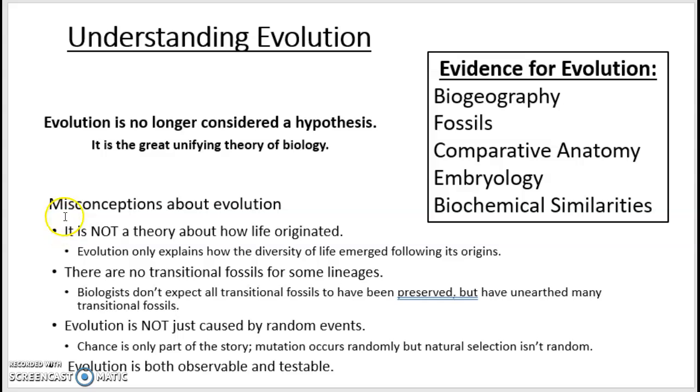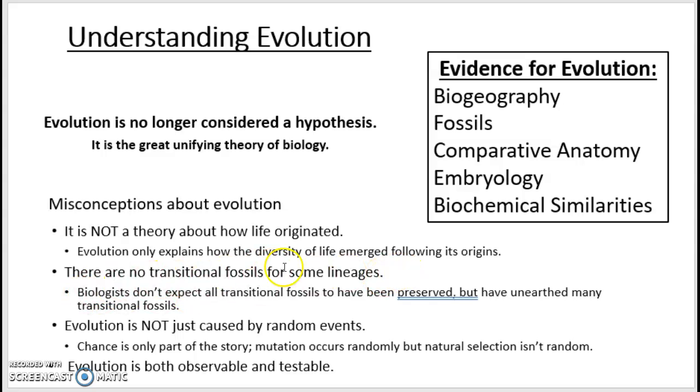Now, here's some misconceptions about evolution that some people have been confused about. Evolution is not a theory about how life originated. It's not saying where life came from. Evolution only explains how the diversity of life emerged following its origins. So we're not asking where life came from, we're asking how all of these different species came from one life, the first life.